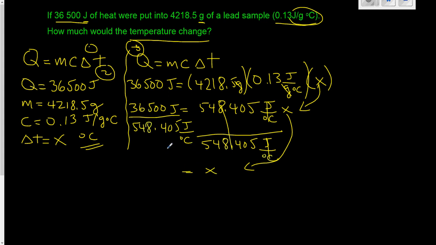Before we start solving this part here, we can cancel our joules and look at what we're left with: degrees Celsius, that's the unit we're looking for. And when you divide 548 and change into 36,500, you end up with 66.5566.